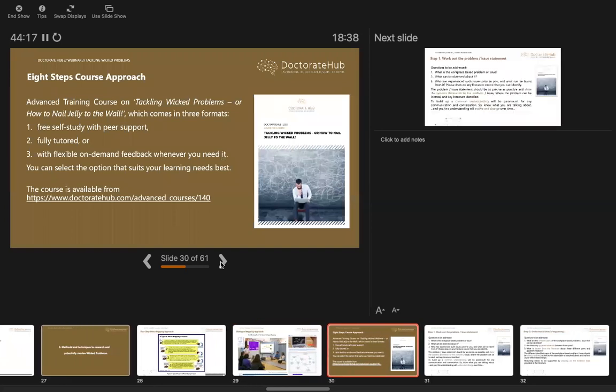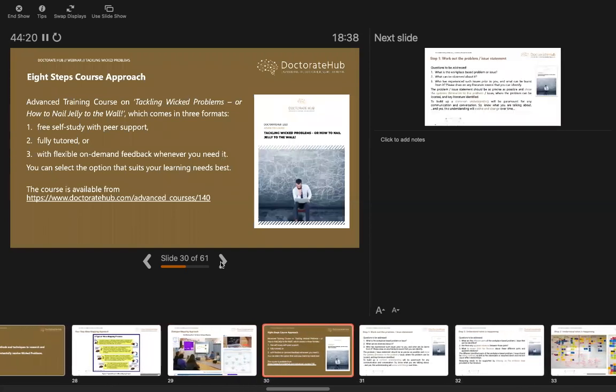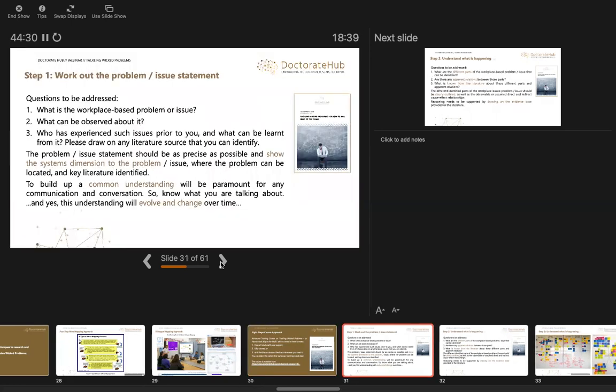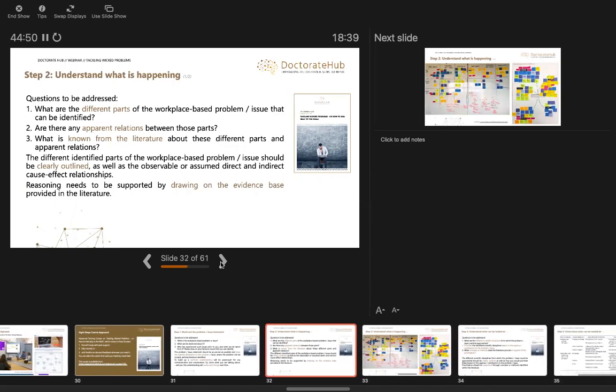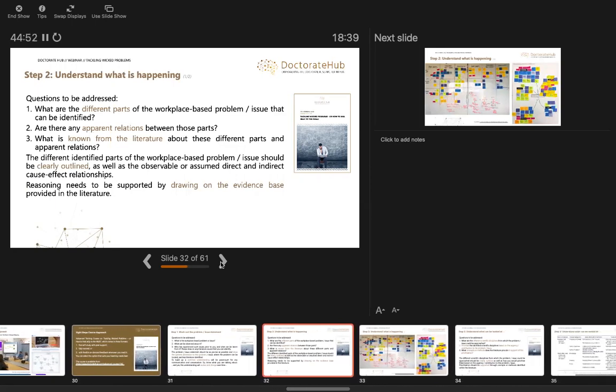Now, if you want to work that out more slowly, then you're also invited to follow this 8-step course that we have available on tackling big problems, where we work out all of the things rather sequentially. We again start with working out a problem statement. So to start very simply, what is it that you can observe of the problem? What are the different sides? And then we gradually advance with what is happening. Do you understand what is happening here?